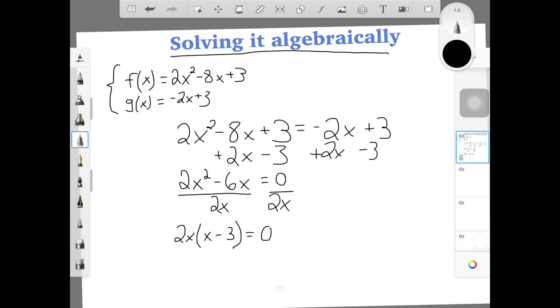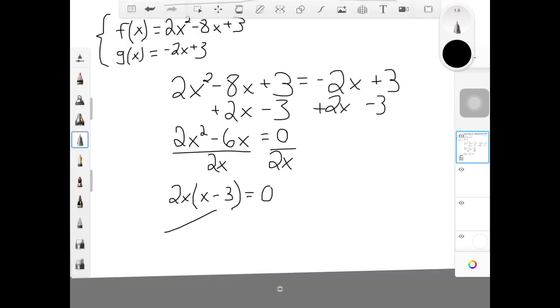We can now clearly see that we have two factors that are being multiplied to equal 0. The first factor is 2x, and the second factor is x minus 3. Since they are being multiplied to equal 0, one or both of these expressions must be equal to 0. This is an example of the zero product property. I'm now going to set up two equations, 2x equals 0 and x minus 3 equals 0, because again, one or both of these expressions must be equal to 0. This means that we will probably get two x values as our answer.